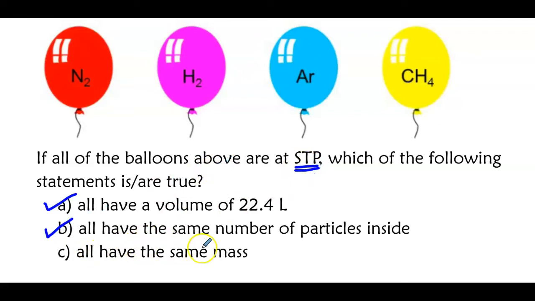And then, do they all have the same mass? The answer to that question is no, they do not all have the same mass, because the mass in the periodic table is different for each one of these elements. You can have 1 mole of each of these, but you're not going to have the same mass of each of them.